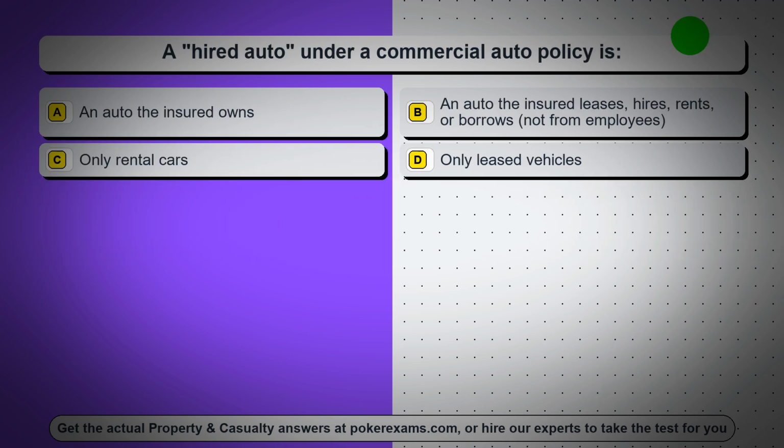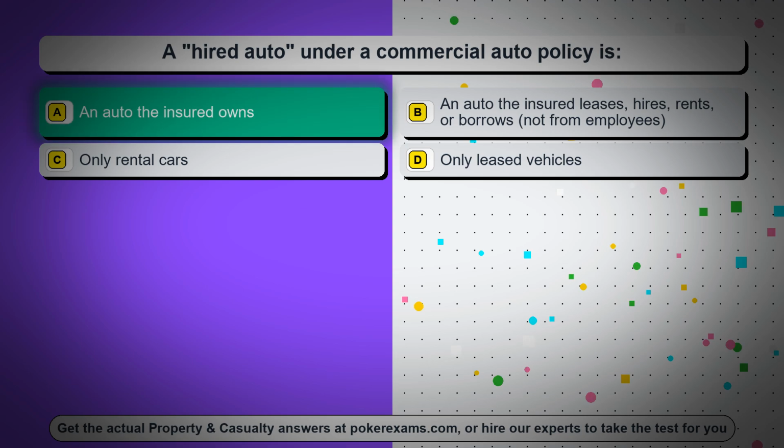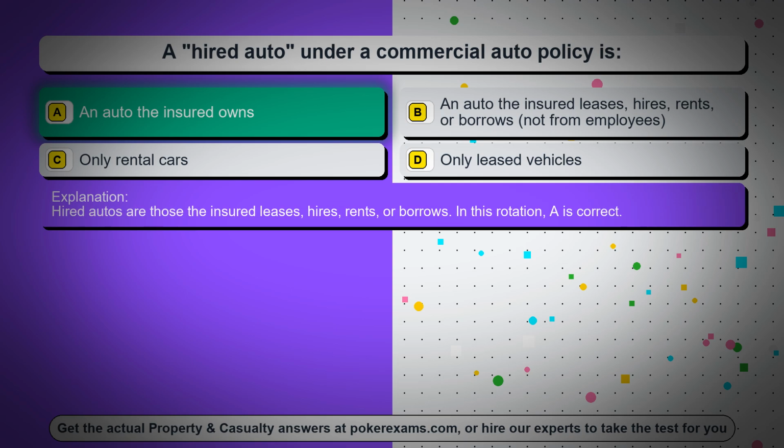Question 17. A hired auto under a commercial auto policy is: Option A, an auto the insured owns. Option B, an auto the insured leases, hires, rents, or borrows, not from employees. Option C, only rental cars. Option D, only leased vehicles. The correct answer is option A, an auto the insured owns. Hired autos are those the insured leases, hires, rents, or borrows. In this rotation, A is correct.